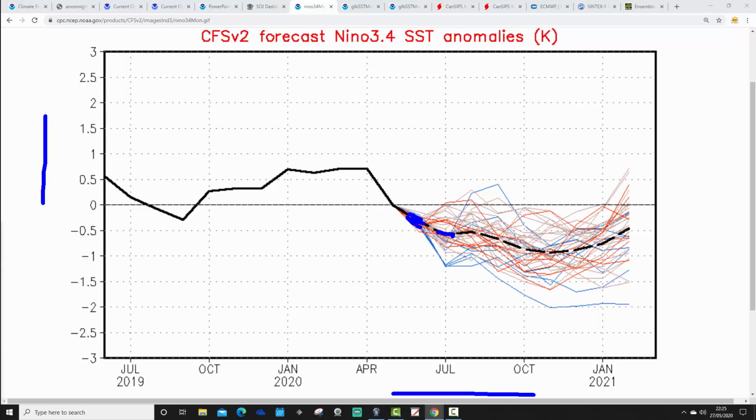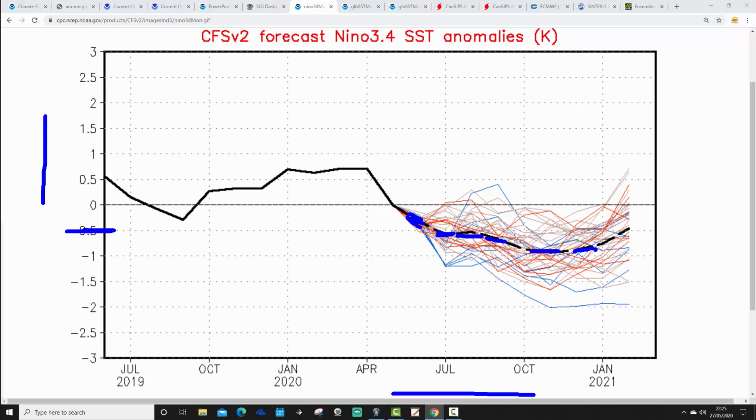By July, and the CFS has been very consistent about this, we probably go into La Nina threshold, half a degree below average. That's the all important half a degree below average just there. Going to proper La Nina threshold by July, and then we stick around that as we go through the summer and into the autumn. So it's only going for a weak La Nina.